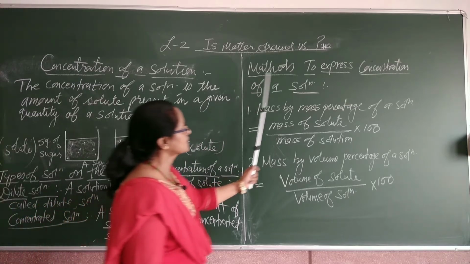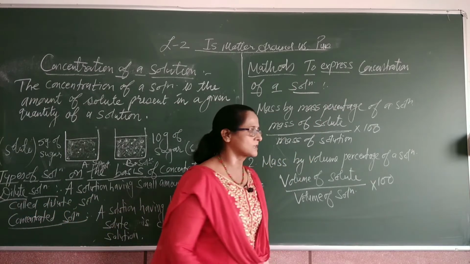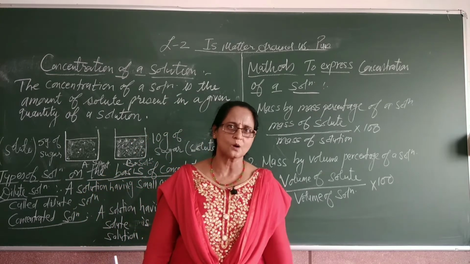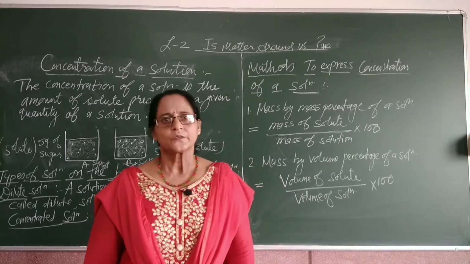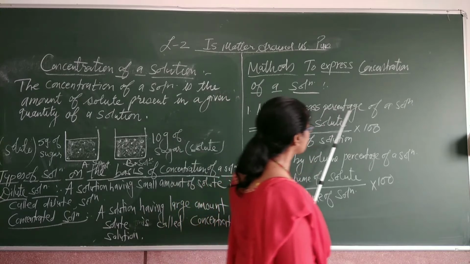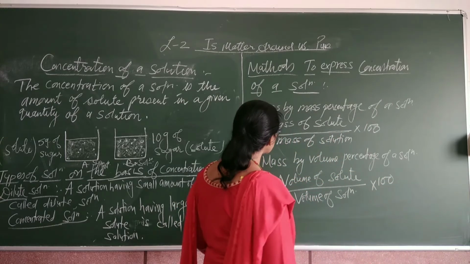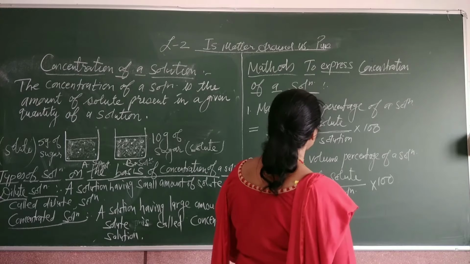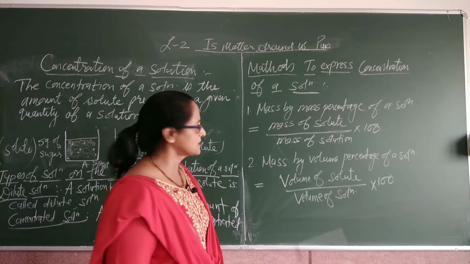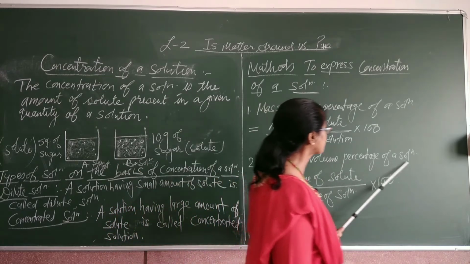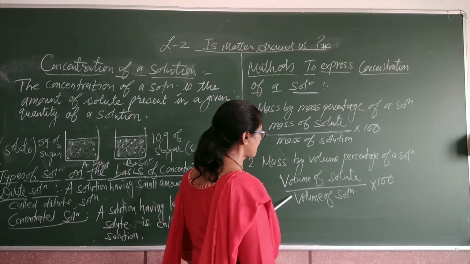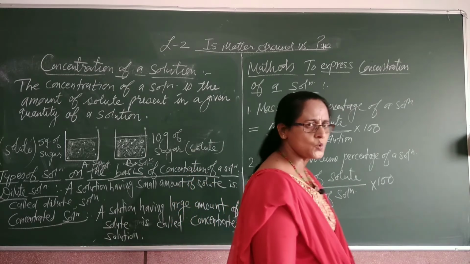Now, the methods to express the concentration of a solution. Students, there are various ways of expressing the concentration of a solution, but here we will learn about only two methods. Number one, mass by mass percentage of a solution is equal to the mass of solute upon mass of solution into 100. And the second method is mass by volume percentage of a solution is equal to the volume of solute upon volume of solution into 100.